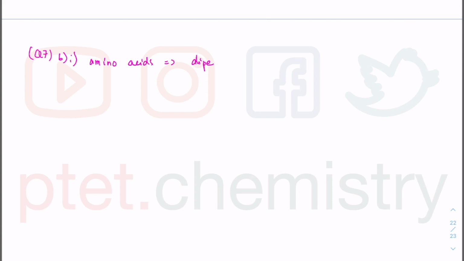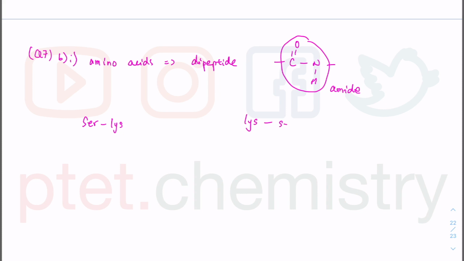When two amino acids condense together, I will get a dipeptide where I will get this peptide bond, which is also an amide. So all peptides contain an amide bond, but not all amides are peptides. You only get a peptide when you have amino acids condensing together. So what could be present in this product mixture? They say serine, lysine, but of course I could also have lysine, serine.